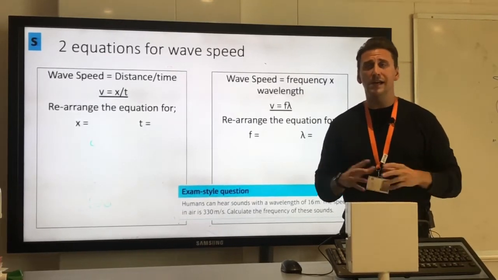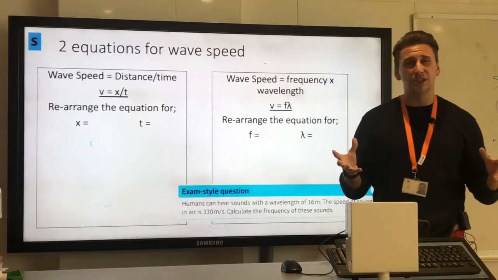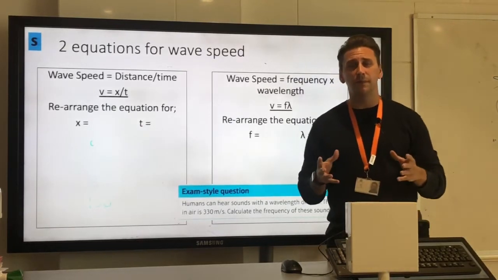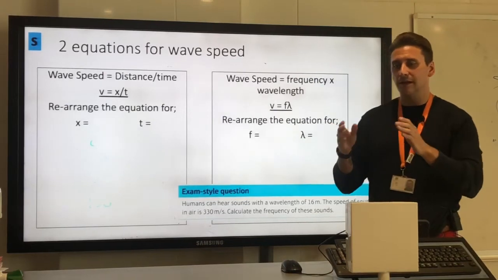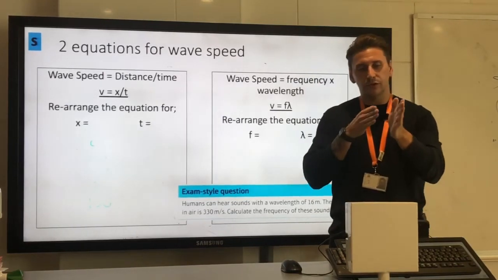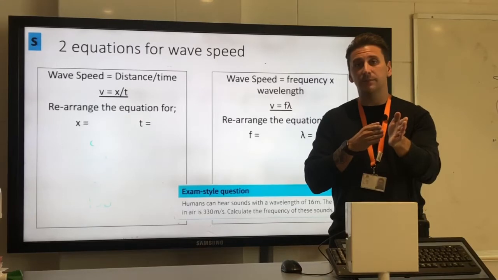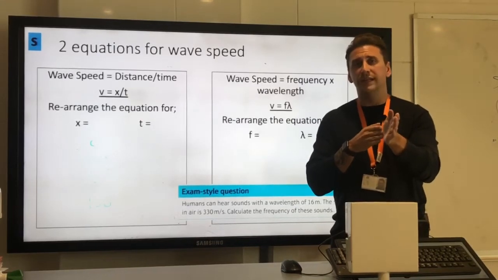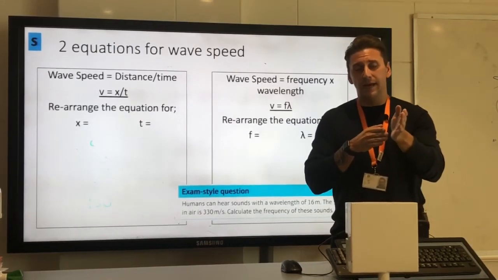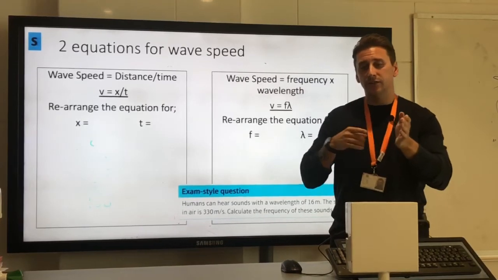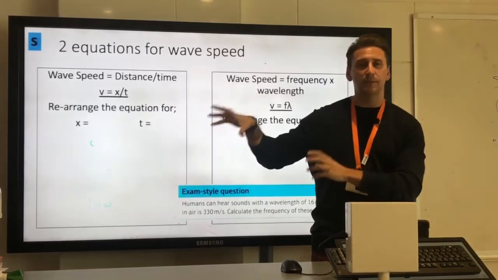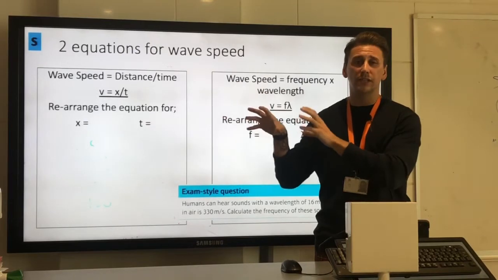That's one way. Another way that comes up in the CGP booklet, revision guide as well, is a little bit more complicated. What you do is you use a microphone and a speaker, one which is creating sound and one which is receiving sound. And what you would do then is connect these microphones to what's called an oscilloscope.